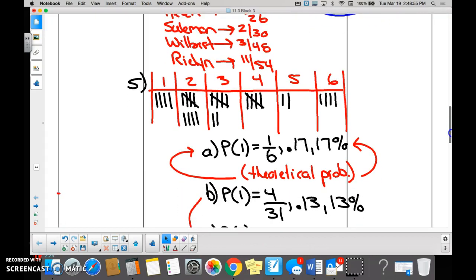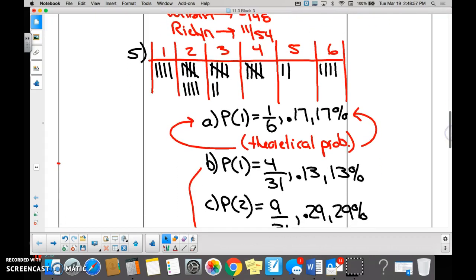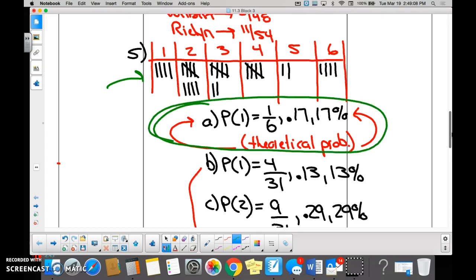Then what we did is we went down here and we actually, as a class, rolled the number cube. Kelsey rolled it for us. And we figured out, or we tallied using a chart or a table, how many times we got each of the 6 numbers on the number cube. And then this number right here was our theoretical probability. We just chose the number 1, but we could have chosen any of the numbers, right? 1, 2, 3, 4, 5, 6.